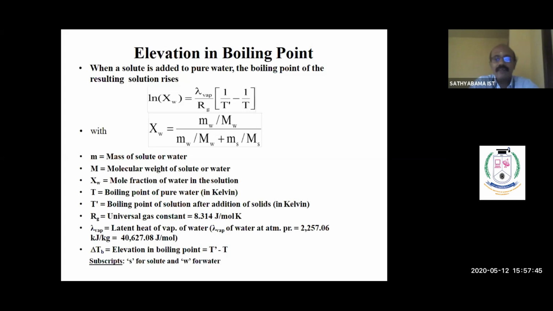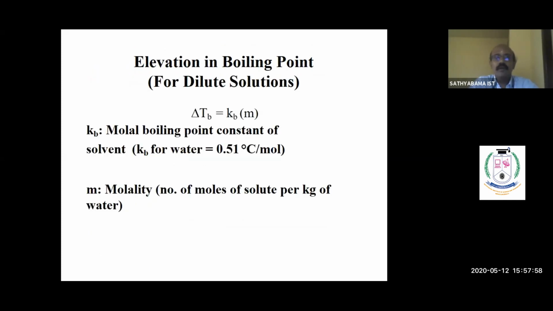So where T dash denotes the temperature of the boiling point of solution, TL, that is liquor, whereas T denotes the boiling point of pure water, that is obviously 273 Kelvin. Elevation in boiling point for dilute solutions, we have another formula, delta TB is equal to Kb into M, where Kb is the molar boiling point constant of solvent, and M is the molality.